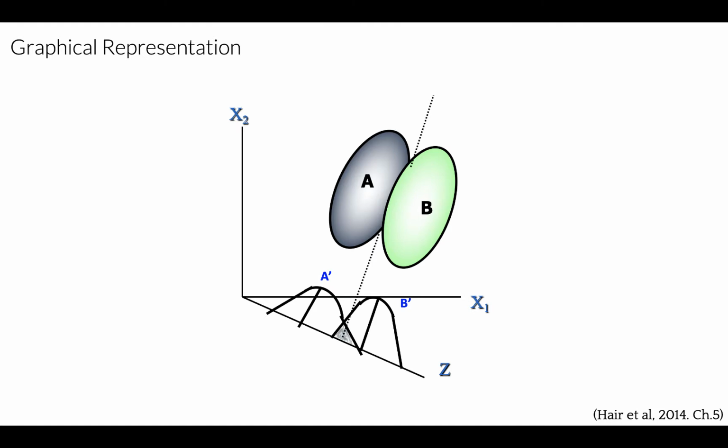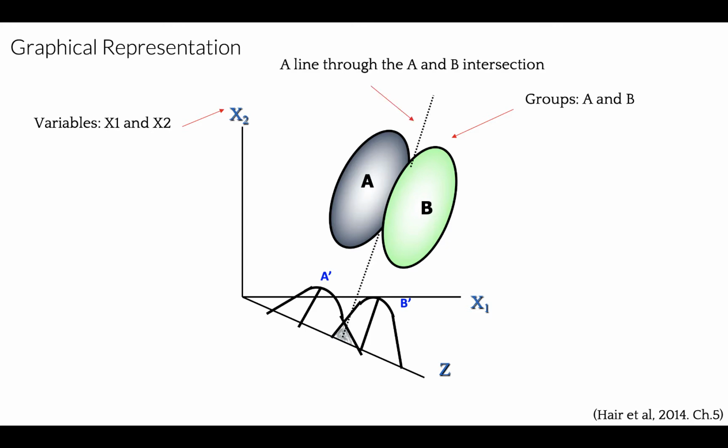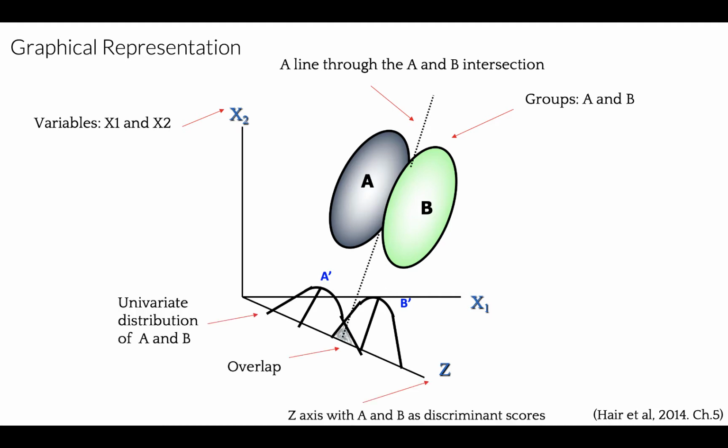A graphical illustration will help us to further understand the nature of discriminant analysis. So here we have two groups, A and B, and two variables, X1 and X2. If we draw a straight line through the 2 points in which the ellipses of A and B intersect, and project this line to a new z-axis, we can see the overlap between the univariate distributions A and B. The z-axis expresses the two-variable profiles of groups A and B as single numbers, the discriminant scores.